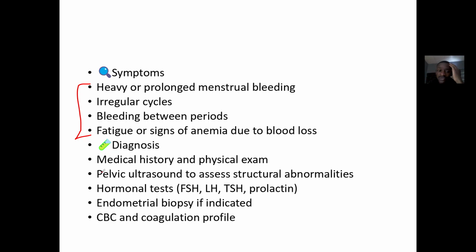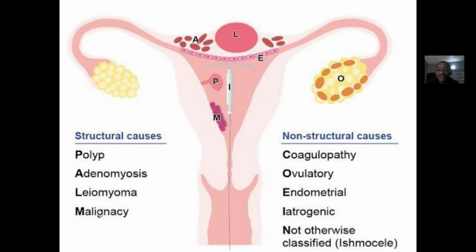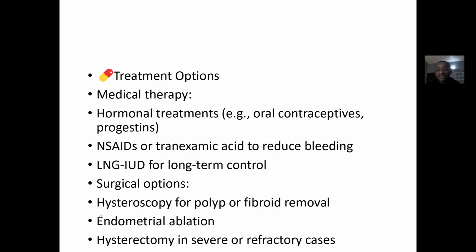Then you test all the important hormones in the woman, endometrial biopsy if needed, the complete blood count or coagulation profile. For treatments, sometimes hormonal treatments like oral contraceptives and progestins. If you are dealing with inflammation, use non-steroidal anti-inflammatory drugs. If there are polyps or fibroids, use surgery to take them out. Endometrial ablation or hysterectomy in severe or refractory cases.